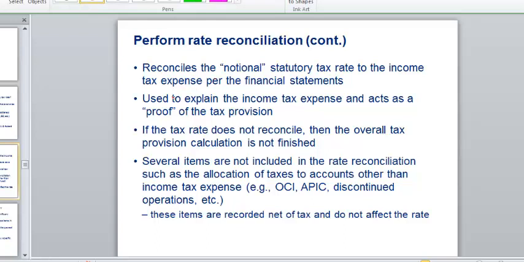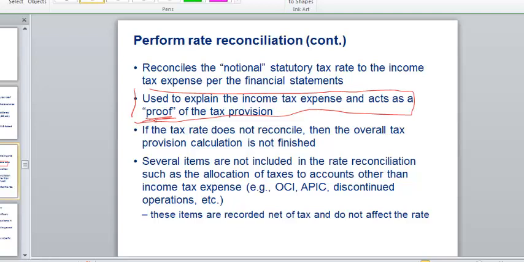Hold on just one quick second. This is the key. Used to explain the provision and serve as a proof. Okay? You need to think of the rate rec as not this mechanical thing that you're a victim to. Think of it as a tool for you to explain the provision to other people in a concise way.